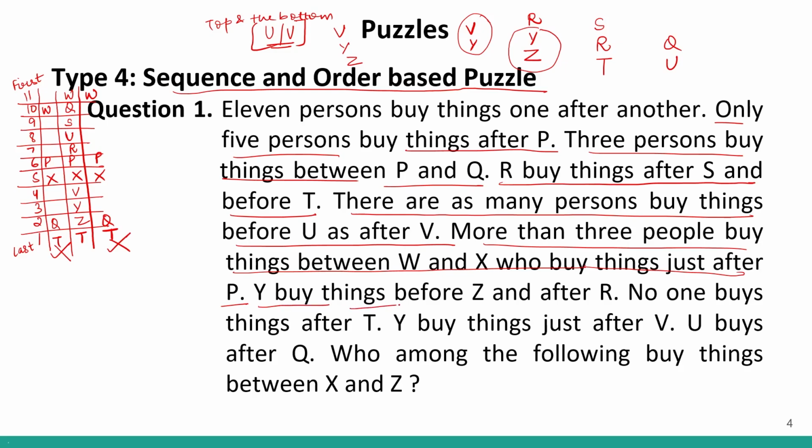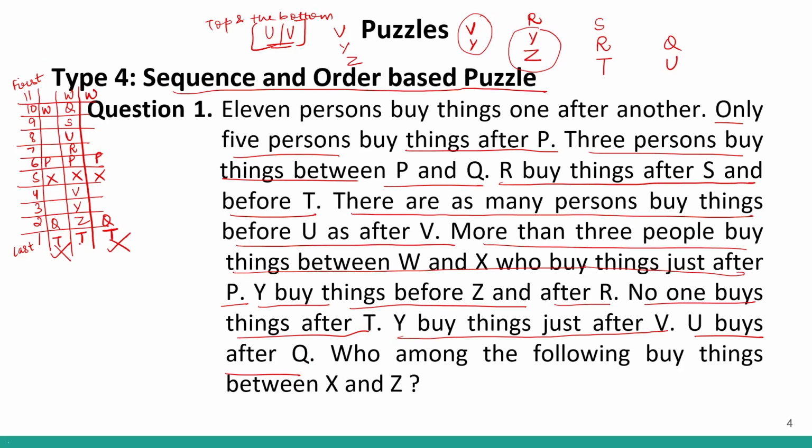Y buys things before Z and after R, so this condition is also satisfied. No one buys things after T. This is also satisfied. Y buys things just after V, so this is also satisfied. U buys after Q. This is also satisfied.